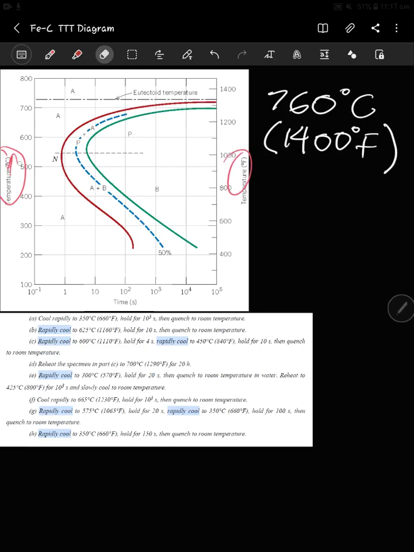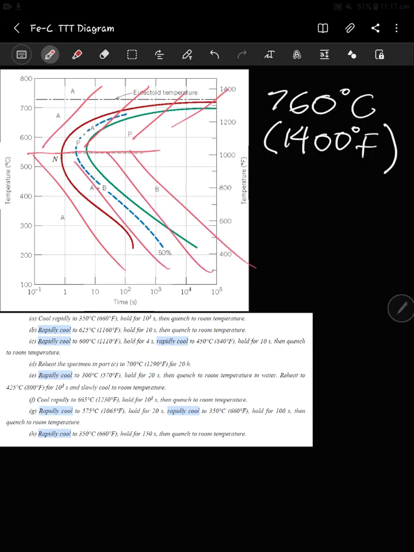The other thing you notice is the boundaries. On the diagram, we have pearlite meeting bainite at 550, so this line here. Everything above it is pearlite, and everything below it is bainite.